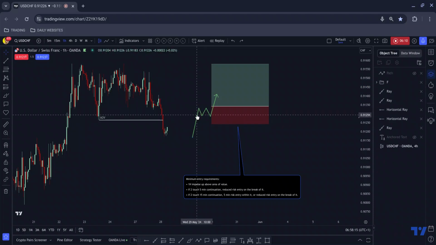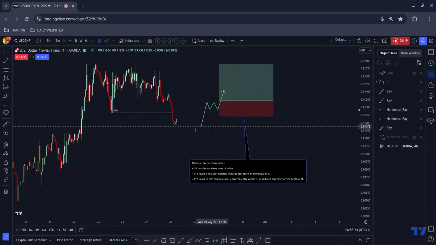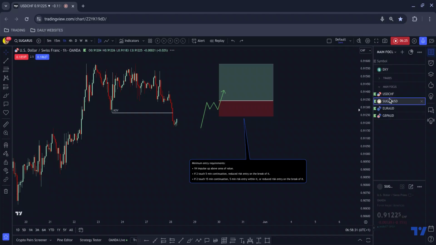Okay, so I have an alert set just above the area of value. If that does not trigger, then price cannot, by definition, have broken back above the area of value. So that's what I'm looking for from dollar Swiss. So I'm going to move on to what is next on my list, which is sugar USD.